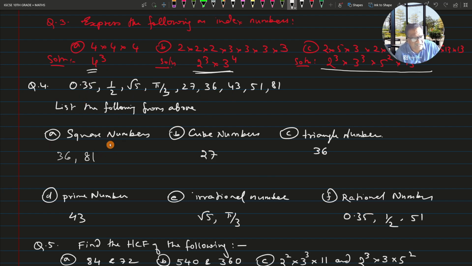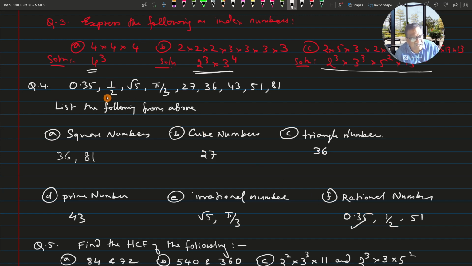0.35, you cannot put it in square numbers, cube numbers, or triangle numbers, prime number no, irrational number no, because 0.35 is a terminating decimal, so it will not come in irrational number. In irrational number you will get non-terminating, non-recurring only. The last column remaining is rational number, so 0.35 will come in the rational number column.